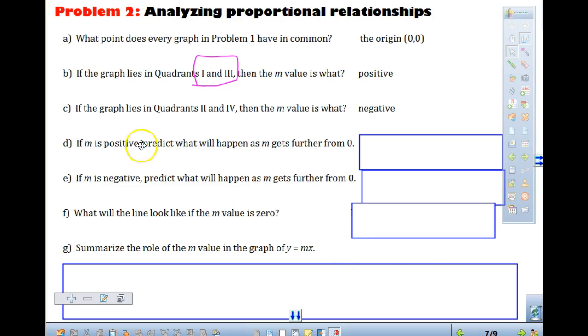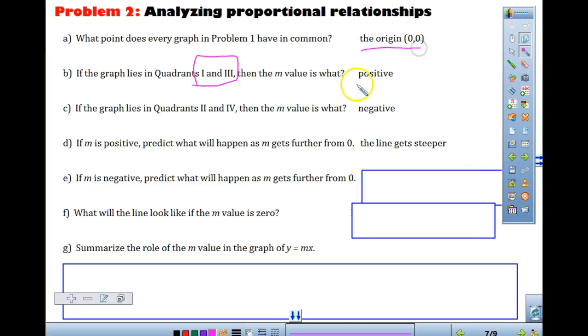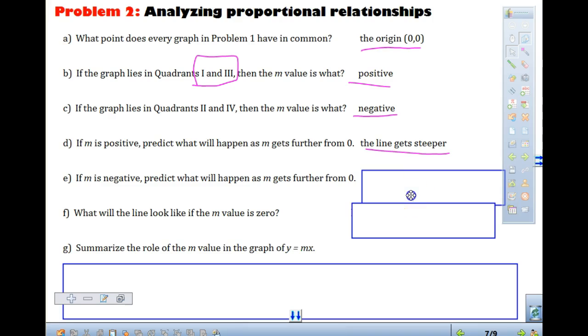It says if m is positive, as m gets farther from 0, what happens to our number? So if I have 2x, 5x, 10x, what happens to 10 compared to 2? It gets steeper, right? So the farther it is from 0, the steeper it is. So the line gets steeper is what you want to write down. Some of you haven't started writing on this last page for your notes, so fill those in. The next one says, if m is negative, predict what happens as it gets further from 0. -2, -4, that is still going to be much steeper, right? So we're still going to say that it's getting steeper.